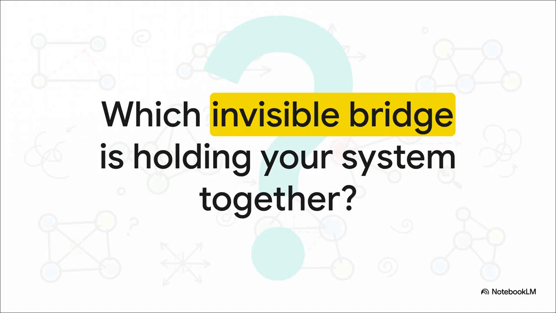And that leaves us with one last thought to chew on. In all the complex systems you work with every day, whether it's code or infrastructure or even how your team communicates, which invisible bridge is holding it all together? Because finding it before it fails, well, that's what separates a robust system from a fragile one.